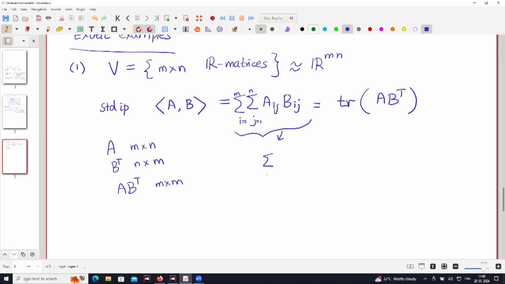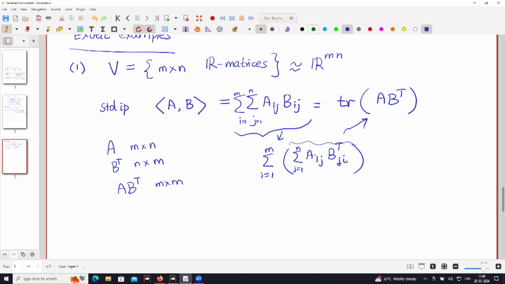So if you rewrite this as i going from 1 to m, and you look at what this entry is, it is the ijth entry of A times the jith entry of B transpose, and j is the index you are summing over. So this middle expression is exactly the ith diagonal element of A B transpose, and I am now going to sum over i. So what I finally get is nothing but the trace of A B transpose.